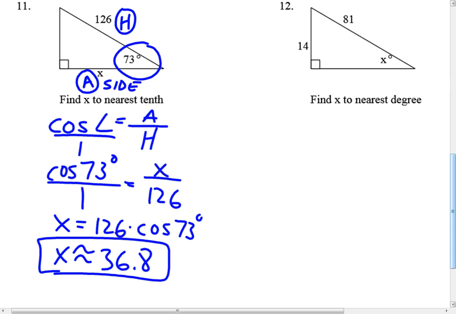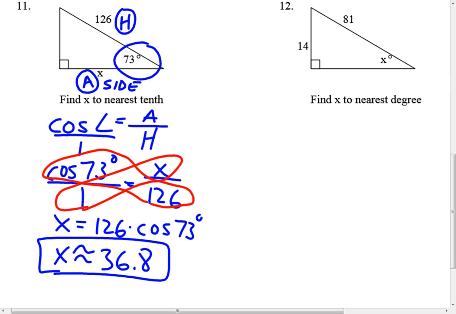Did you guys get 36.8 for the first one? Make sure that you're getting X alone somehow. How you get X alone is up to you. If you're getting the same answer as me, you're doing it correctly. I'm just showing cross multiplication with a proportion.